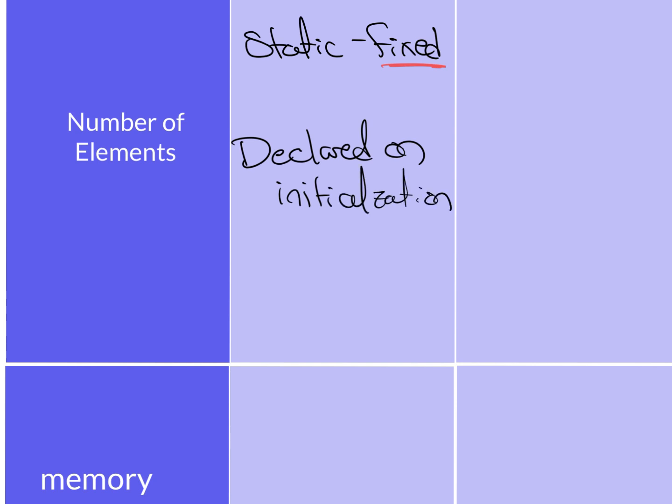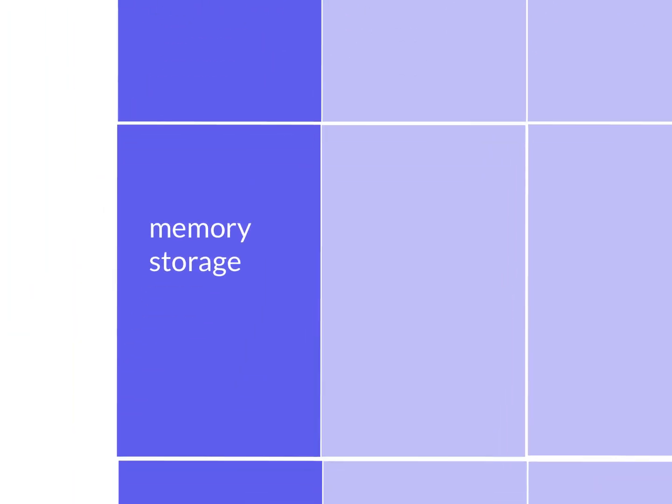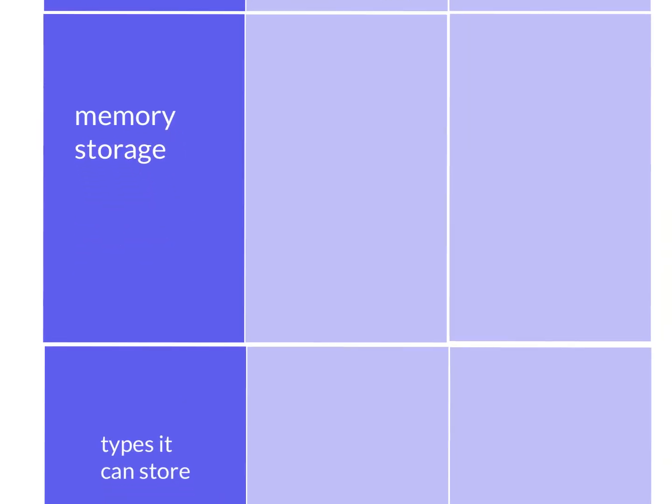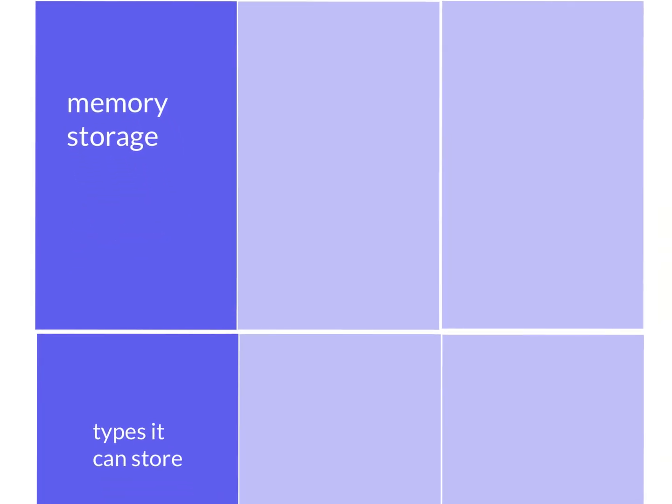For an ArrayList, on the other hand, we are looking at a dynamic list. Dynamic means it can grow or shrink, so it can change size as you add or remove elements. That's one of the key differences between an array and an ArrayList.